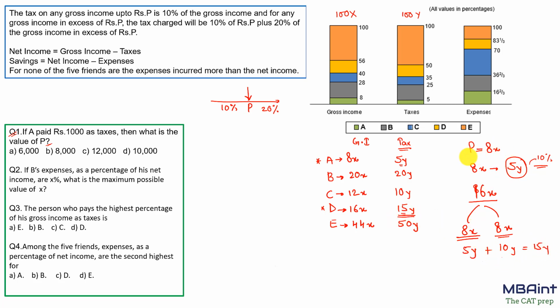Now you can cross check the value of P as 8x for any other values, either for B or C, you'll get the same. Now, even if you don't get this, we can calculate by making some equation. Now, what is that equation?